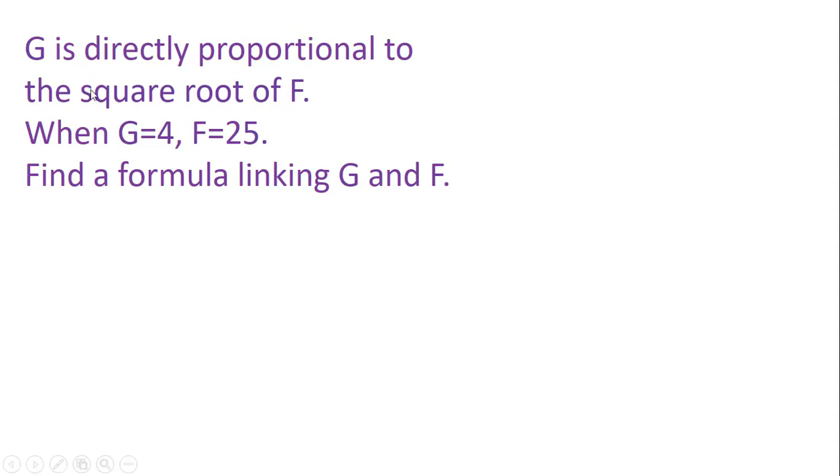So this time, the bit that we need to be watching out for is the bit that says square root of f. So f is always appearing with a square root. So we can say that g is proportional to the square root of f. Therefore, g is equal to some value k times root f. And then we can substitute in the two values, the 4 and the 25, but make sure we're putting that 25 inside the square root, which makes it a 5. So 4 is equal to 5k.